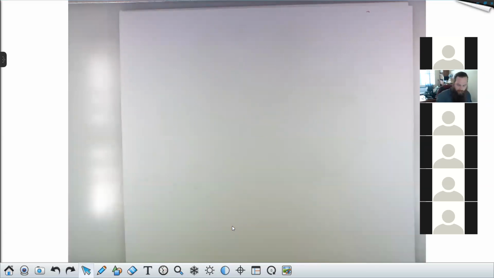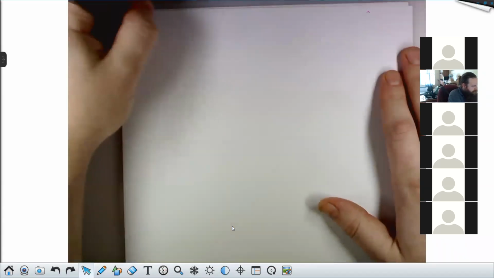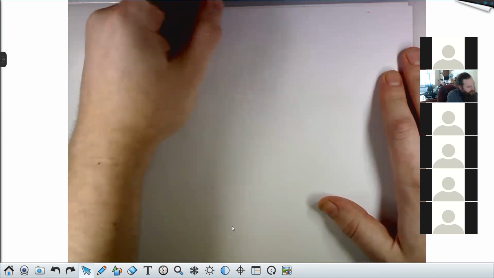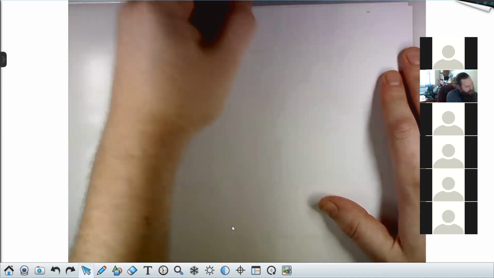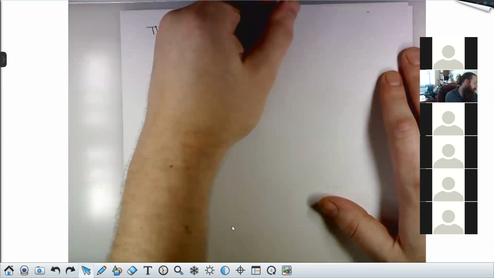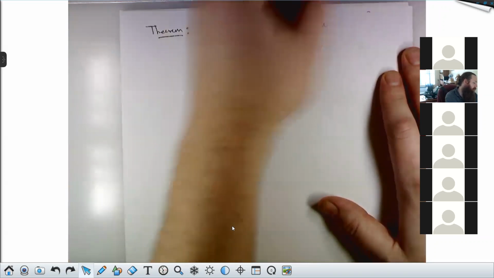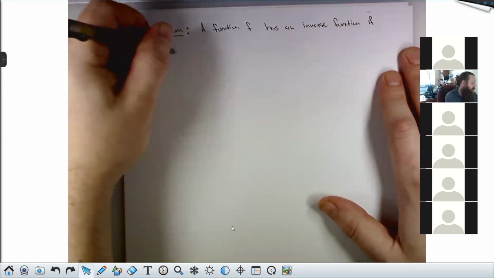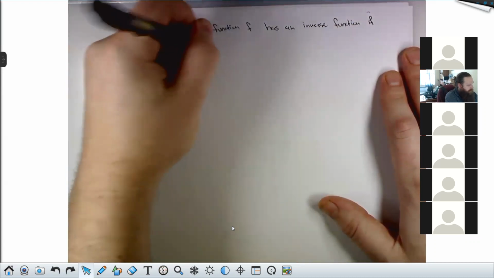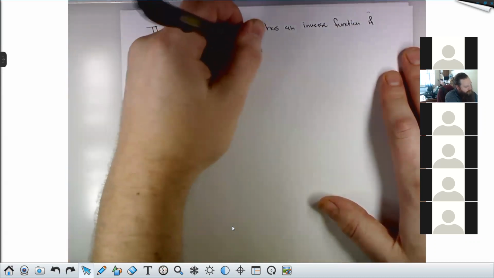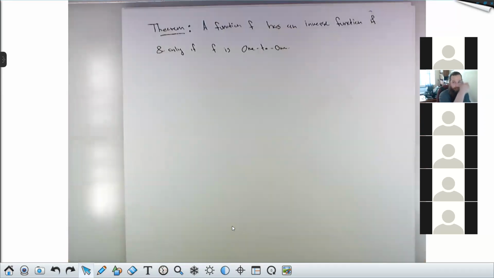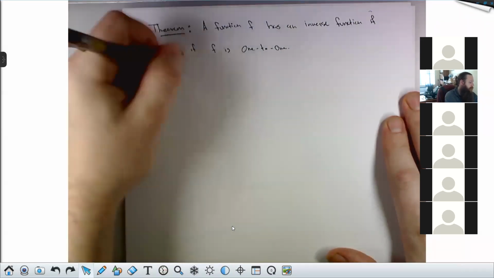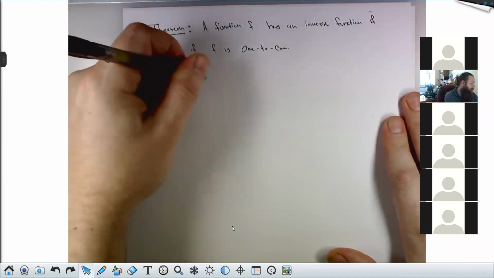So let's say fact is a theorem. A function f has an inverse function if and only if f is one-to-one. What does it mean to be one-to-one? Make sure you're writing this down.